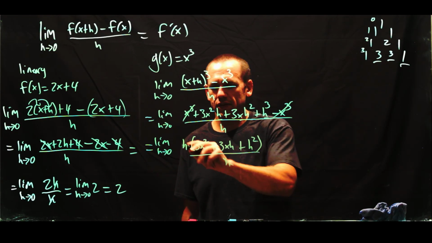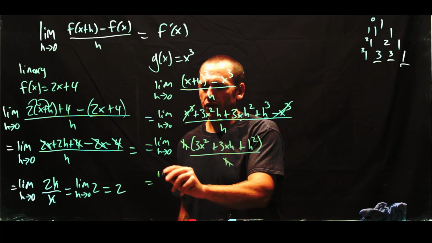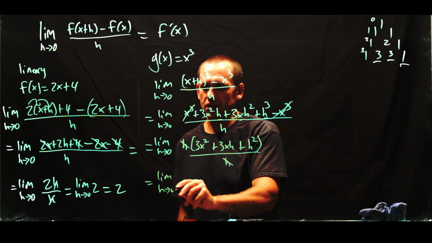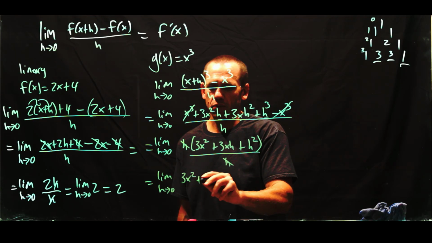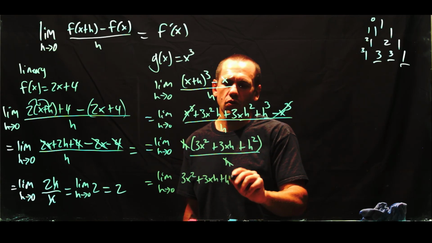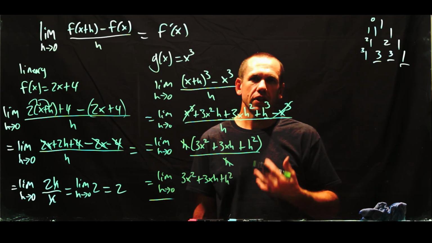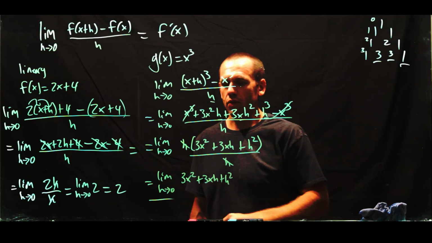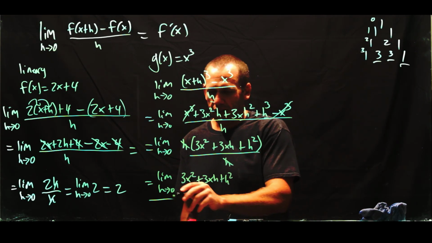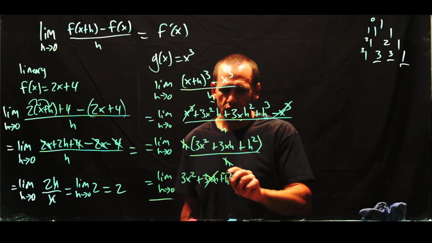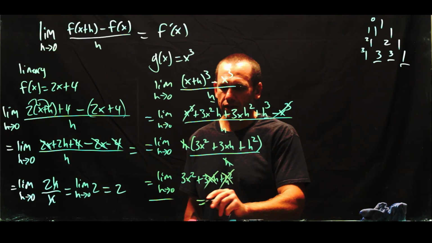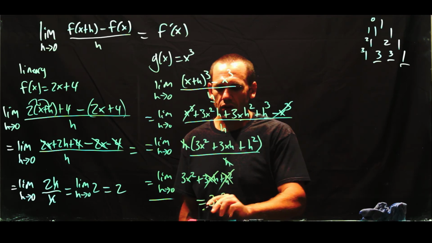And then this h cancels that h, and we are left with the limit as h goes to 0 of 3x squared plus 3xh plus h squared. Well, now we can let the limit operator operate because we won't end up with 0 in the denominator. And so as h goes to 0, this term goes to 0, and that term goes to 0, and we're left with 3x squared. So there's our derivative.